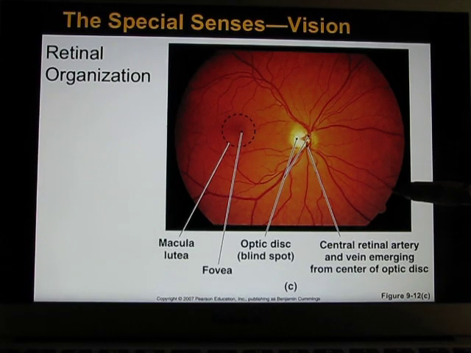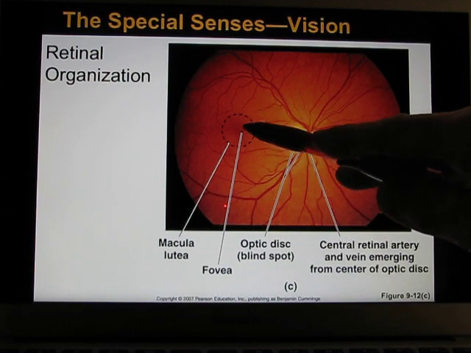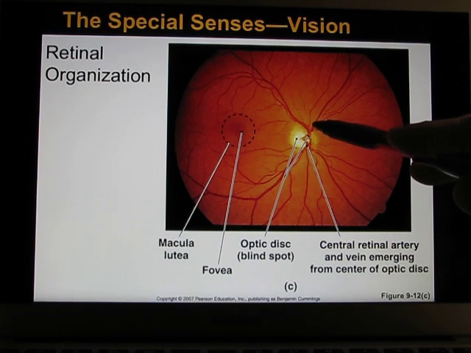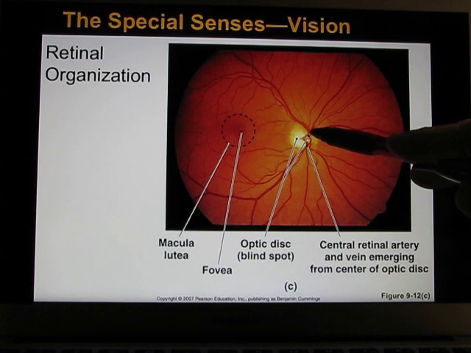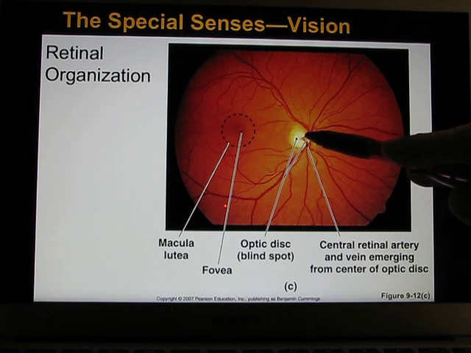This is a picture taken from the front view of the eye. You look through the pupil, and that's how it looks. This area is the fovea, which gives you the sharpest vision. That's the area called the optic disc. It is also called the blind spot, because in this area you won't be able to put any photoreceptors there. That's the input and output of blood vessels and nerves. Because of that, there is no photoreceptor, so no vision. That's the blind spot.